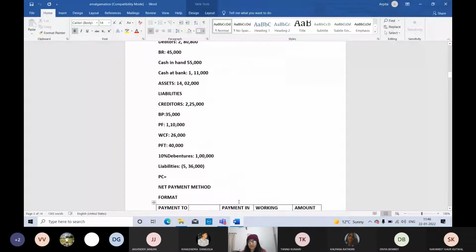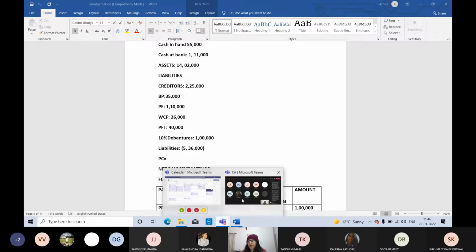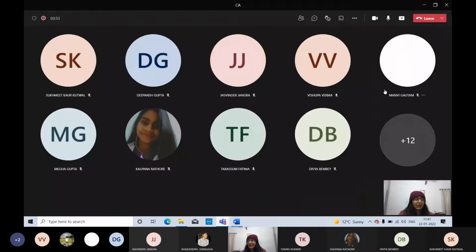So illustration 1, this is what we have already done. I am going to give you a format here, all of you. Please see very carefully, because if you follow this format, the chances are you will not commit any mistake while calculating the purchase consideration by the net payment method. Okay, so let's see what the format is.